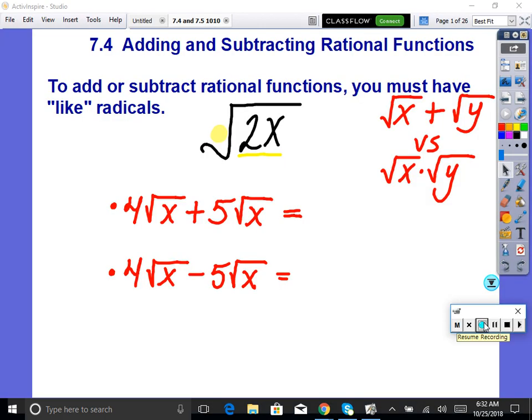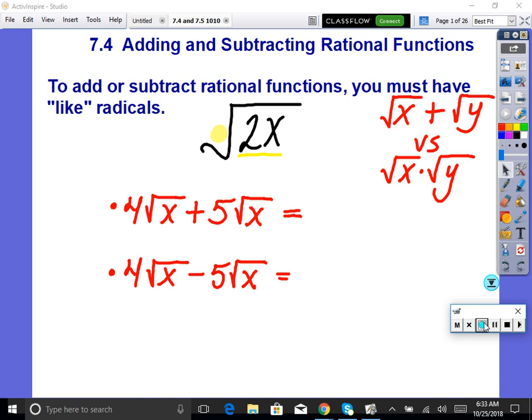Okay, so adding and subtracting radical functions. Really pretty easy stuff, guys, because we know how to combine like terms. Like x plus x is 2x, right? x plus 3x is 4x. It's the same idea. So to be able to add radicals, you have to have like radicals.